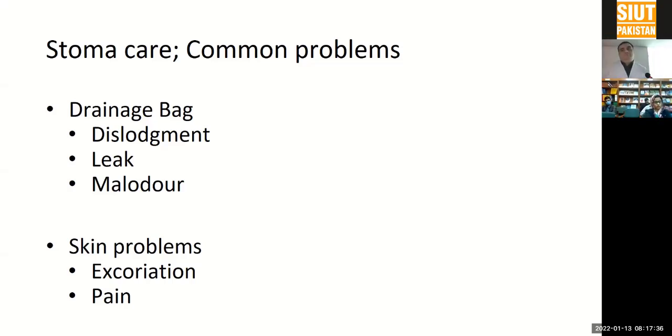So why do skin problems occur? What are the skin problems that occur with urinary stomas? Dr. Shersha? Why does it occur? Is it more with the urine or is it more with the fecal stomas? Okay. What in urine causes skin to excoriate? The pH of urine. Which type of pH? The acidic.